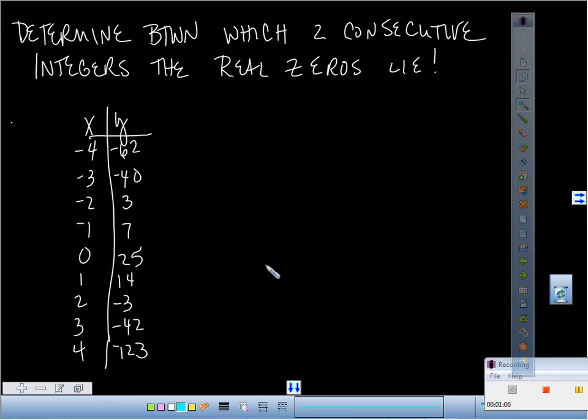Now, how am I going to tell? Somebody tell me the first one. Between what? Okay, between -3 and -2. Now, how did Leslie know that there's a zero between -3 and -2? Yeah, it had a sign change, right? It went from a negative to a positive.